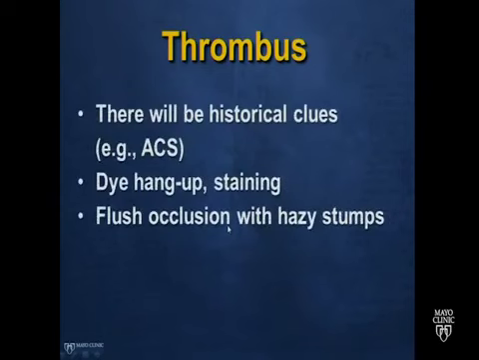Thrombus. Look for the historical clues. They almost always will give you a scenario with an acute coronary syndrome. On the angiogram, look for hang-up in the dye. Look for staining because acute lesions stain and have dye hang-up. And look for flush occlusions with hazy stents.